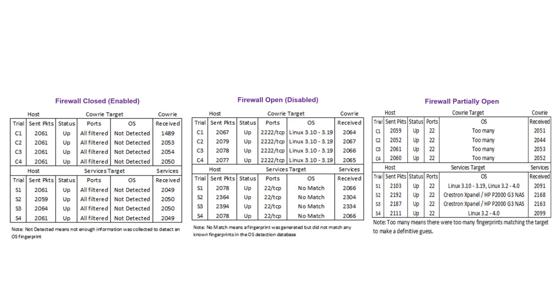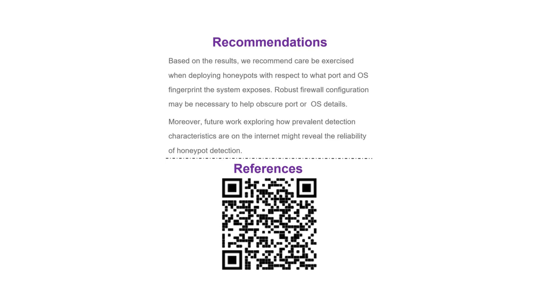The difference is seen in the port states and the OS fingerprints. This is specifically evident when the firewall is left open and partially open. These could possibly be the identifying characteristics. Based on these results, we urge you to take care when using honeypots in regards to what port and what OS fingerprint the system displays.